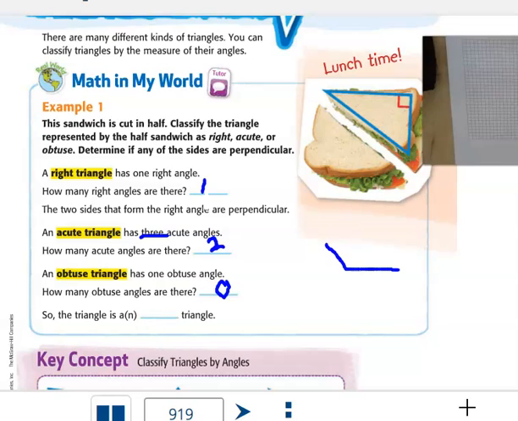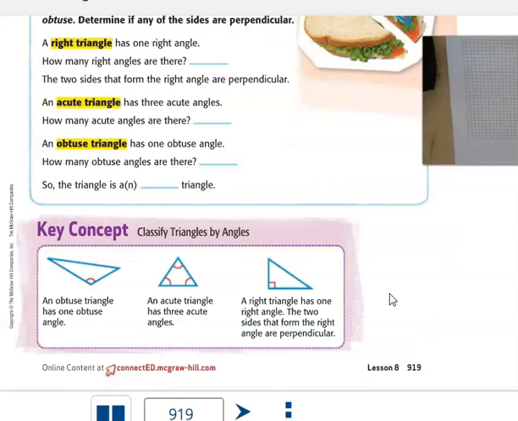Now here's our purple box that'll tell us the definitions. An obtuse triangle has 1 obtuse angle greater than 90. An acute triangle has 3 acute angles, so all the angles are less than 90. A right triangle has 1 right angle, the 2 sides perpendicular. So if it has an obtuse angle, it's an obtuse triangle. If it has a right angle, it's a right triangle. And if it doesn't have either of those, all 3 of the angles are acute, it is an acute triangle. It's important, you might want to mark that page to help you get through the lesson.